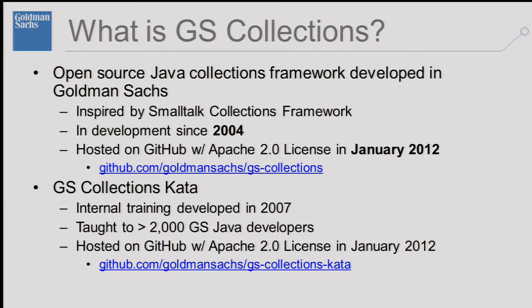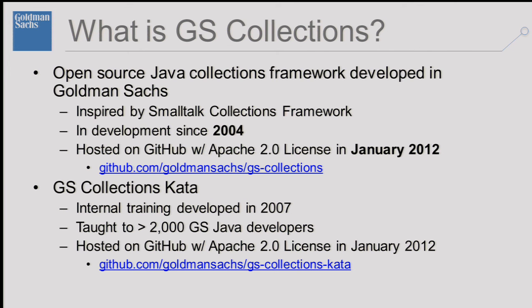There's a GS Collections kata, which is a set of training materials, exercises where you can write some tests. It's basically a set of unit tests that you can run. The tests, when you download them, will fail. You need to go and fix the code to make the tests pass, and it's kind of training materials, so you get to learn the API.